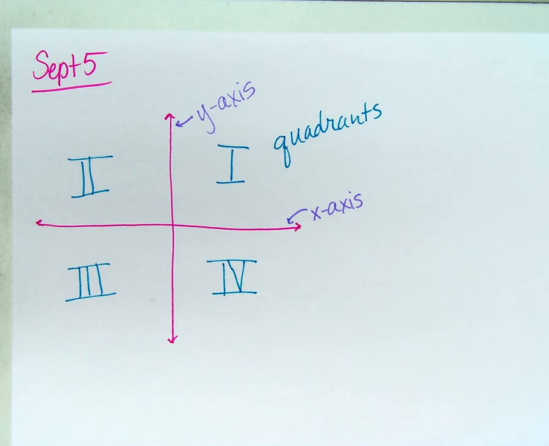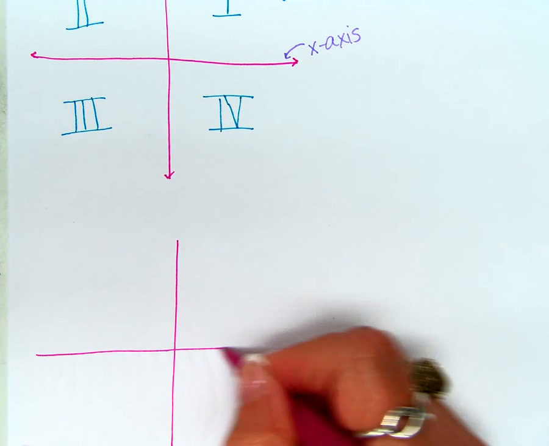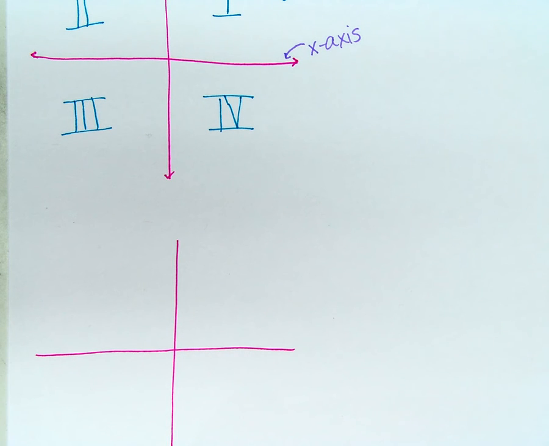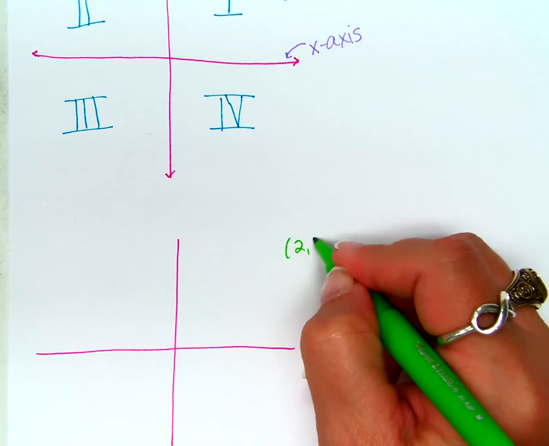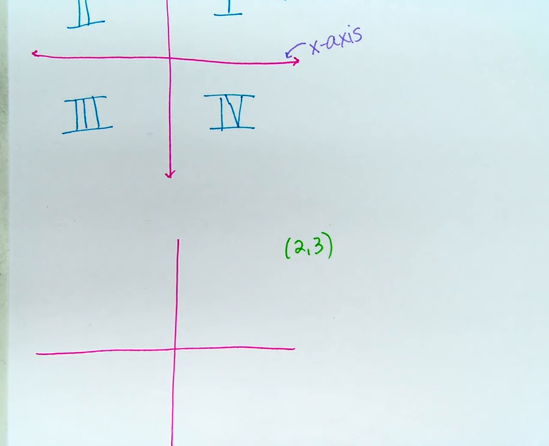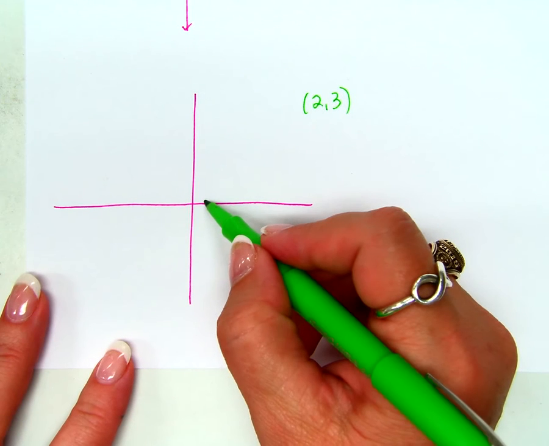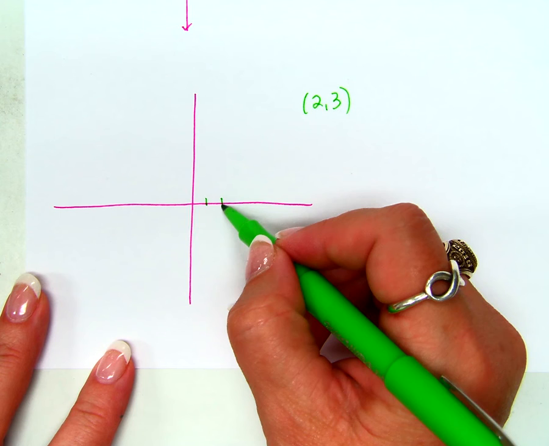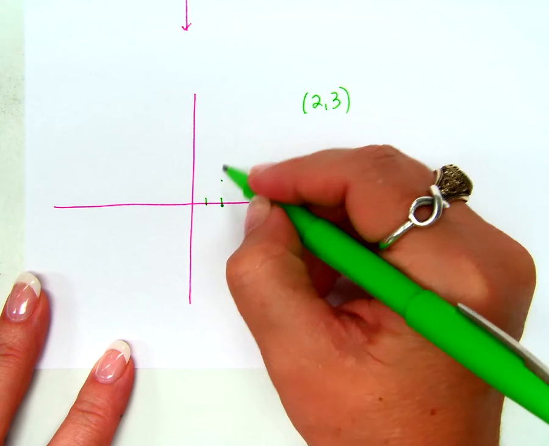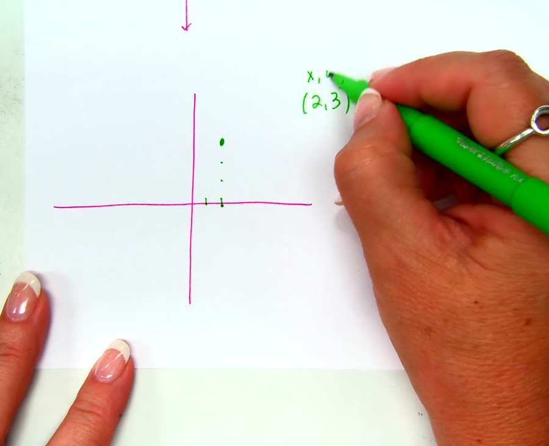Now, an even more disturbing example, or refresher, is how would I plot the point 2, 3? I know. We're doing it anyways. Positive direction on the x-axis 2. Positive direction on the y-axis 3. X-coordinate, y-coordinate.